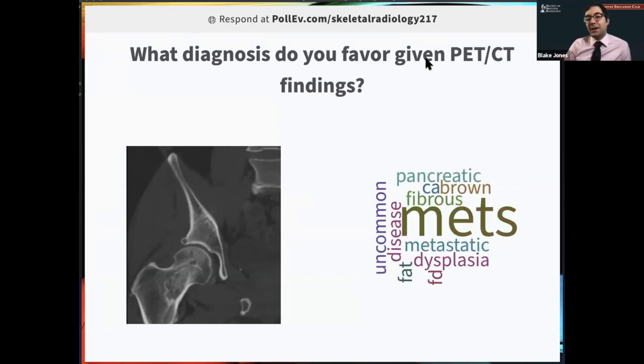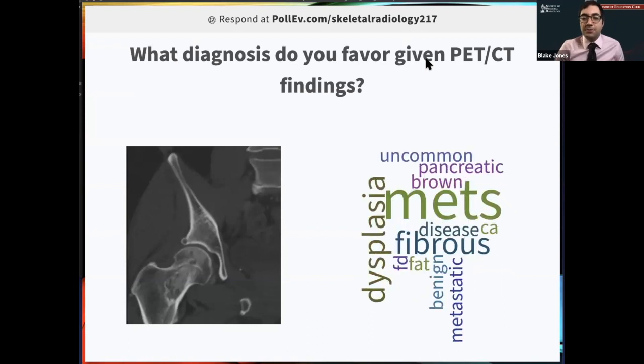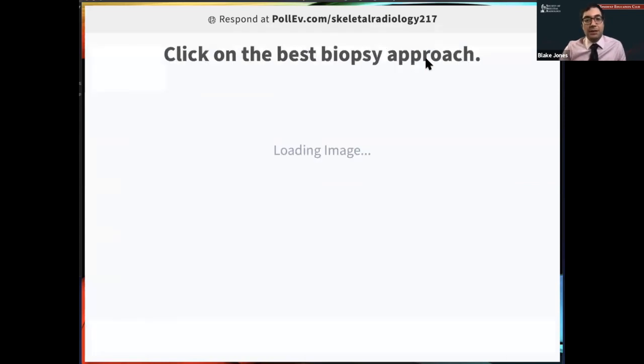So I see, obviously, we have a lot of votes for mets and metastases. I see a benign, and then we have some votes for fibrous dysplasia, brown fat. So excellent. So let's move on.